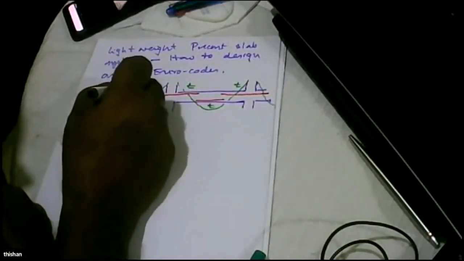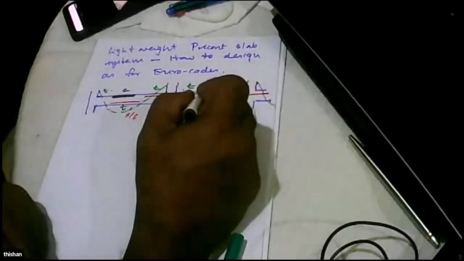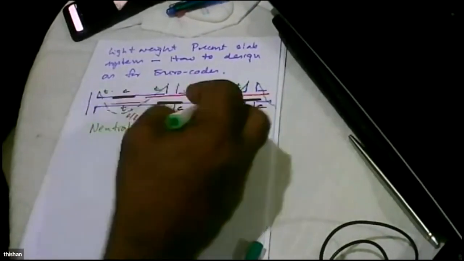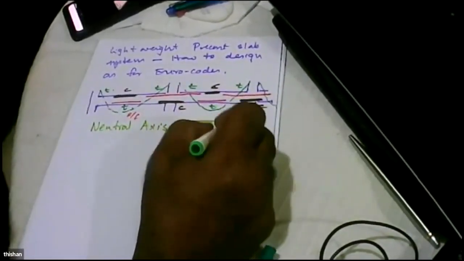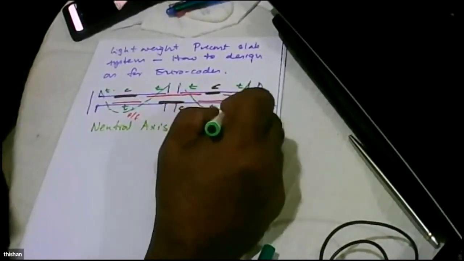The moment we provide the reinforcement, what is the next thing that happens? This side goes into compression. Here again you get compression, and here again compression. But we know the neutral axis in a slab of 150 thickness might be at a depth of around 20 millimeters.